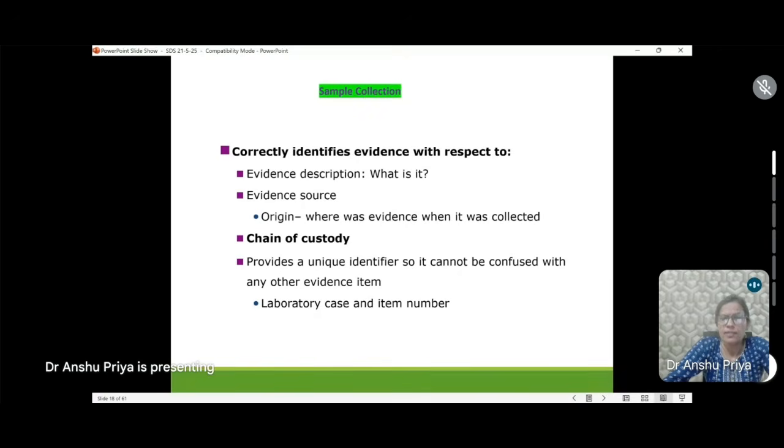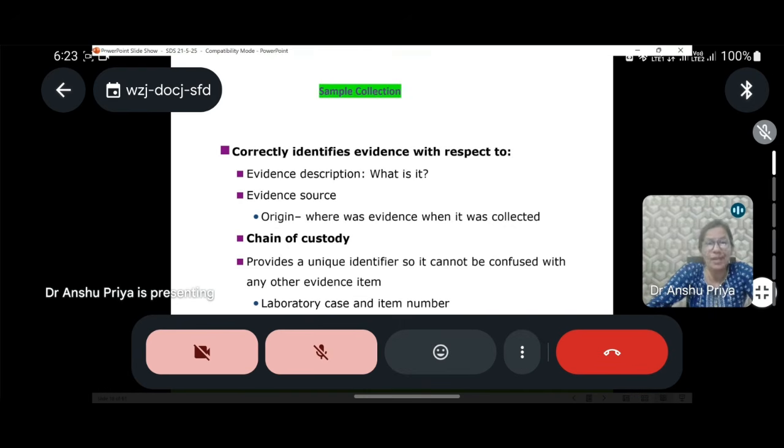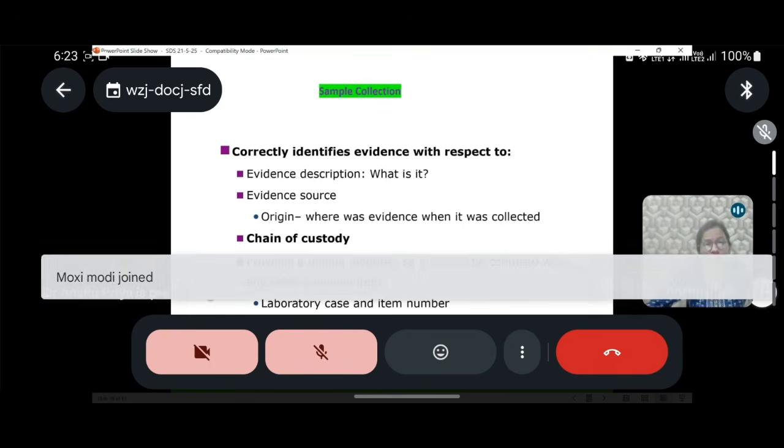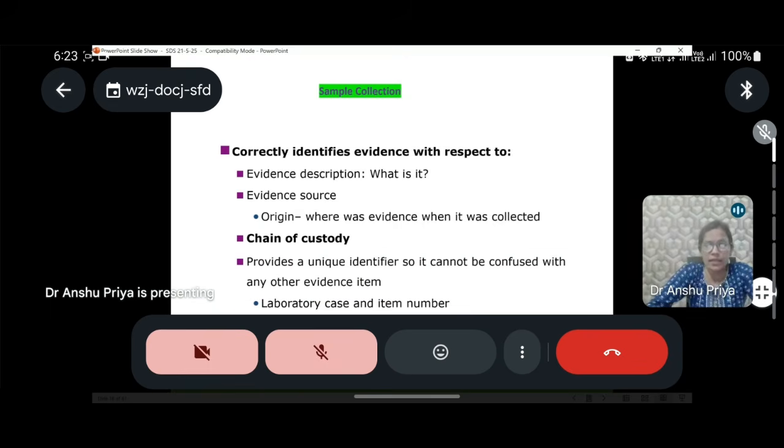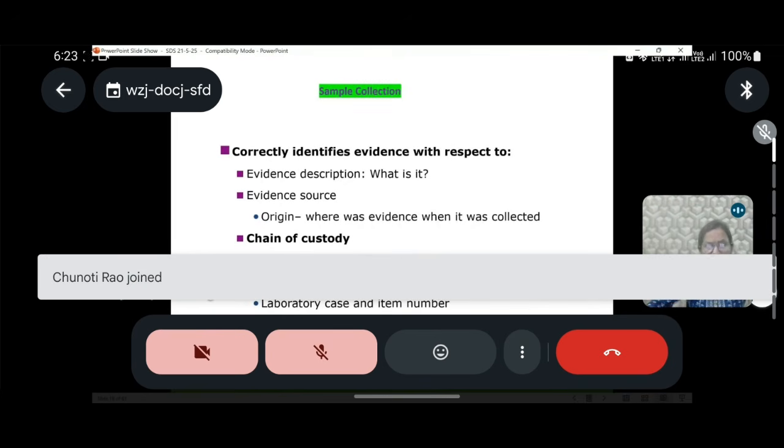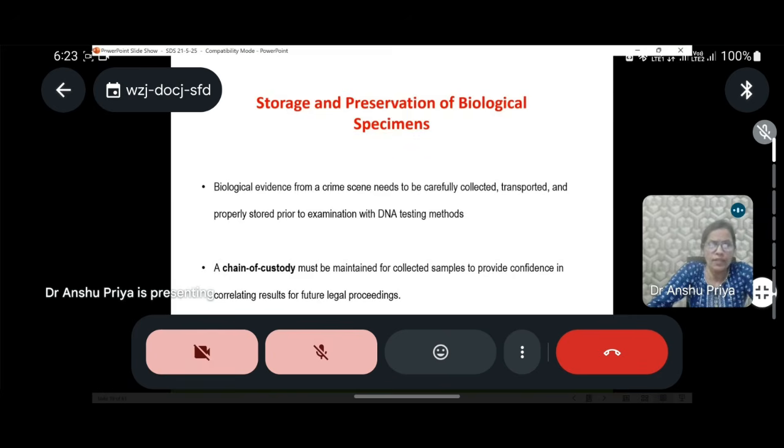Then how do we collect the sample? What are the ways for sample collection? First we have to identify what we are going to collect, so we have to report the evidence description. What is it? What is the origin of this evidence? From where did we collect it? And we maintain the chain of custody at each and every step of the forensic investigation. After collection, regarding storage, as I discussed earlier, the sample should be properly collected, transported, and stored at the proper temperature before DNA testing.